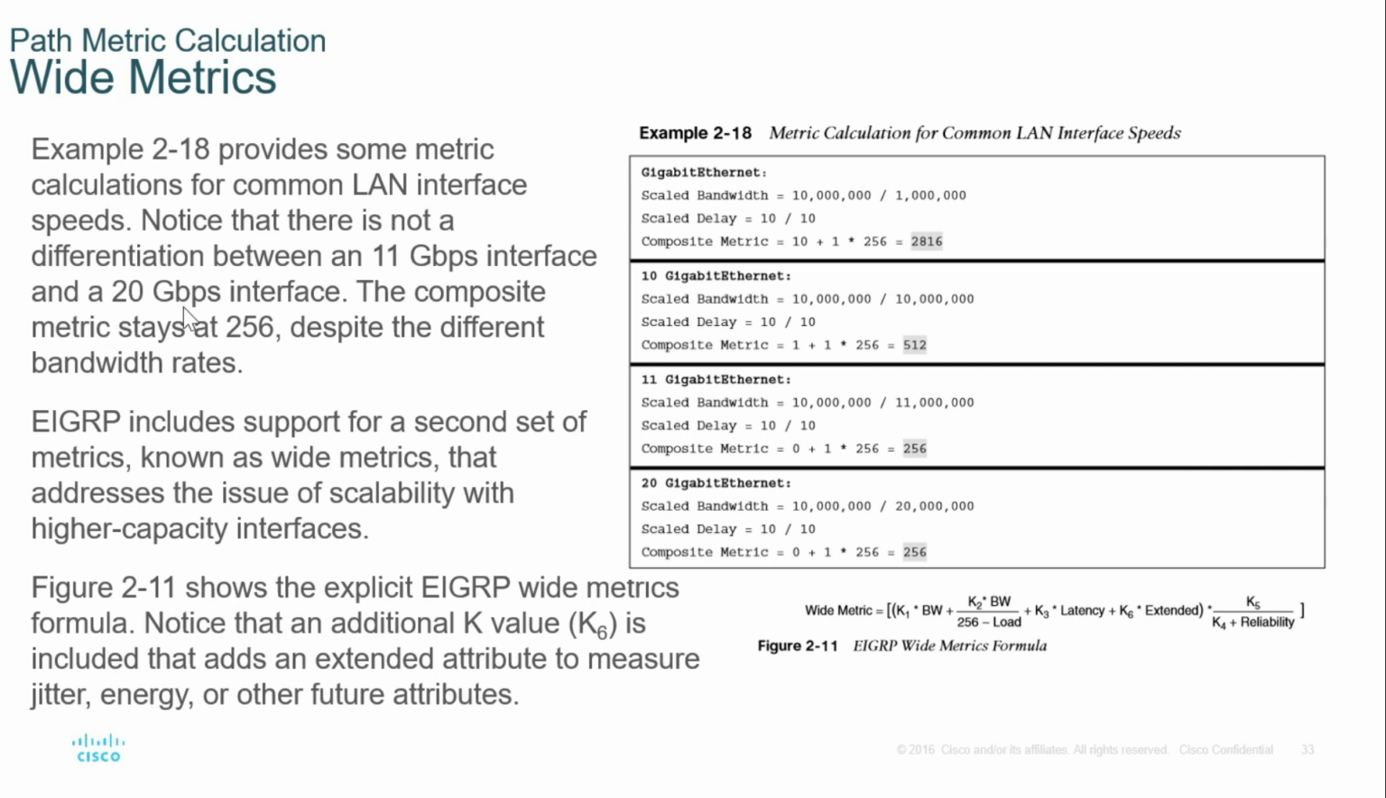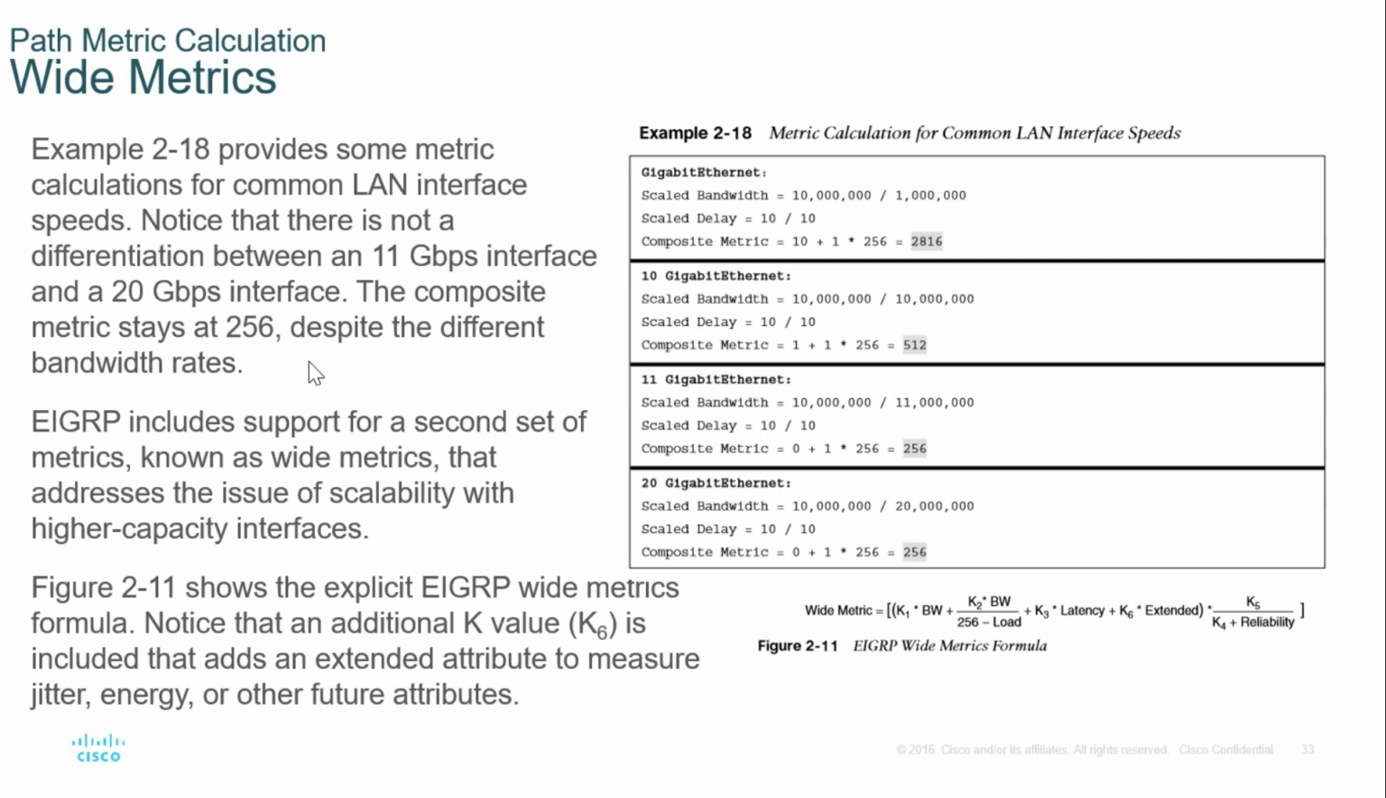Okay, so we actually want to differentiate if there is a path through 11 gigabits per second and another path at 20 gigabits per second. We want our router to automatically select the faster path, basically. But if the calculated metric is still 256, then that is insufficient. So how do we increase the granularity, meaning we want to fine tune it further.